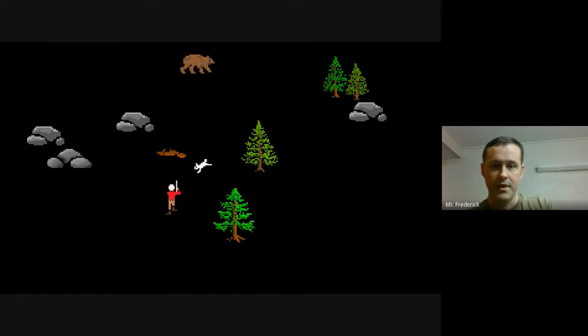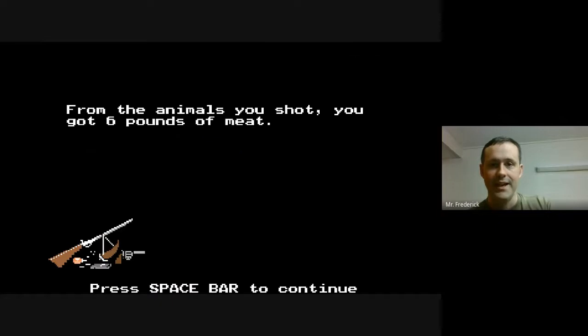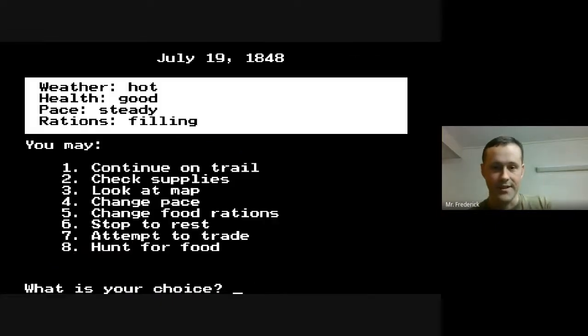Oh, man, I'm not going to get the bear. Oh, come on. Oh, good. A squirrel and a rabbit. Oh, man, 6 pounds of meat. Okay, not ideal. We're going to hunt again. Right now I need 15 pounds a day, so anything less than that is just a huge waste.